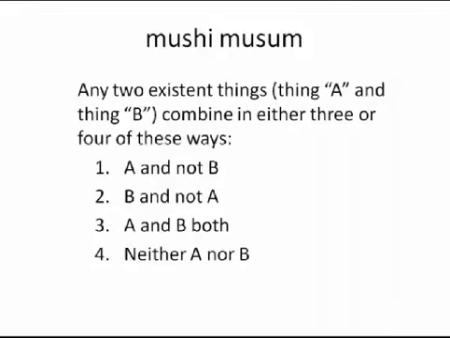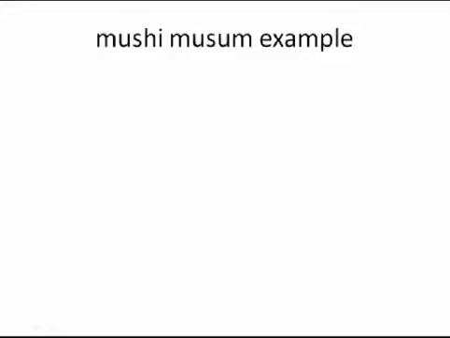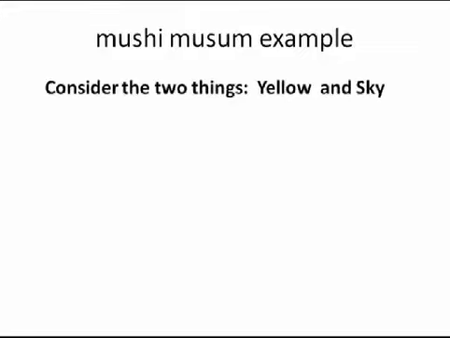So any two existing things have to combine in either 3 or 4 of these ways: A and not B, B and not A, A and B both, or neither A nor B. So let's look at a real example. Let's consider two things, yellow and sky. Yellow is our A and sky is our B, or vice versa, doesn't matter the order.